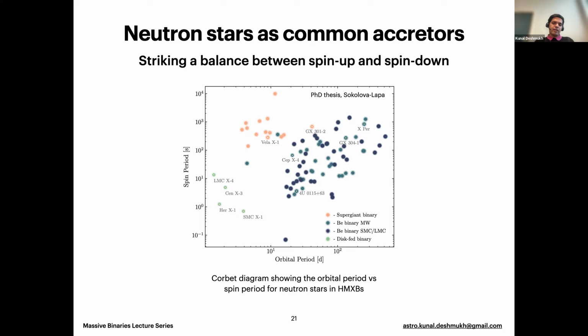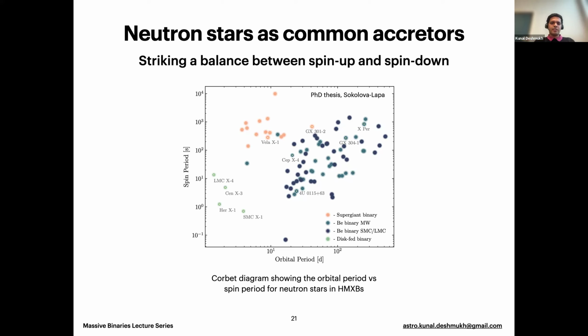If you look at, for example, the bottom left, which are the disk-fed binaries. For the orbital period, you would imagine these have to be very short, because if they are disk-fed, they are Roche-lobe filling, they have to be at very small separations. So that makes sense. But also in the spin period, because they are accreting matter very efficiently onto the neutron star, it's very easy to spin it up. So the spin periods are very small. If we look at supergiant binaries instead, these can be a bit wider, but not too wide. So the periods are of the order of 10 days, but the spin periods are a bit longer, because it's not that easy to spin up the neutron stars in such cases.